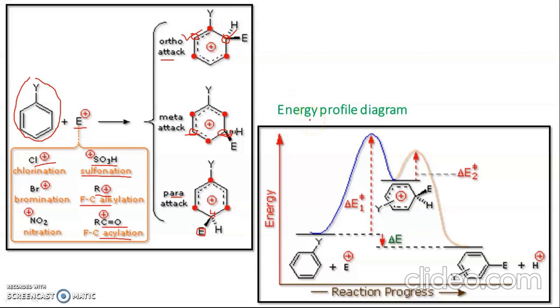Now come to the energy profile diagram. As we have said, the first step is the slow step and the second step is the fast step. So obviously the activation energy for the first step, which is required for the arenium intermediate generation, is very high because in this intermediate there is no aromaticity. From an aromatic molecule you are making a non-aromatic molecule, so obviously it will need some energy. That is why the first step is slow. So delta G1 is greater than delta G2. This energy is very low, lesser compared to the first one. That is the reason the second step is fast. The first step is slow.